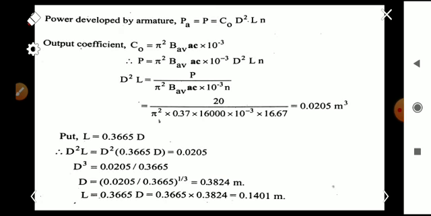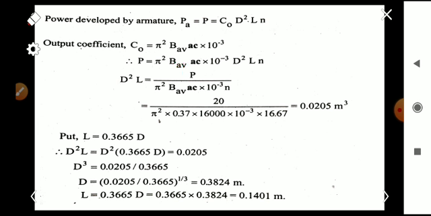After that we have to substitute it in the equation for the power developed by the armature. Here it is a DC motor, and it is a 20 kilowatt machine, so we are taking it as a large machine. We can choose the power developed by the armature equal to the output power P, so P is equal to C0 D square L into N. First we have to find the output coefficient C0. C0 is pi square BAV into 10 raised to minus 3, where the values of BAV and AZ we know.